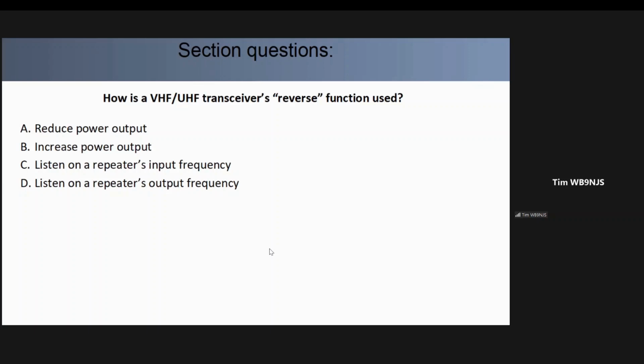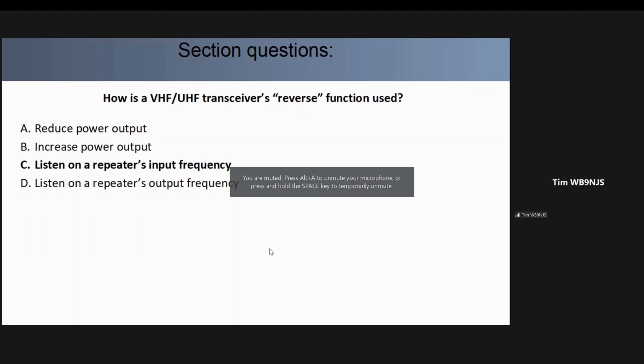So how is a VHF, UHF transceiver's reverse function used? How might you use that? Reduce the power input, increase the power output, listen on a repeater's input, or listen on a repeater's output. Well, normally the transceiver is going to listen on a repeater's output, so that one's out. It has nothing to do with reducing or increasing the power out. The reverse function allows you to listen on a repeater's input frequency. That's a way you might be able to determine if you can move your conversation with someone from a repeater to a simplex channel.